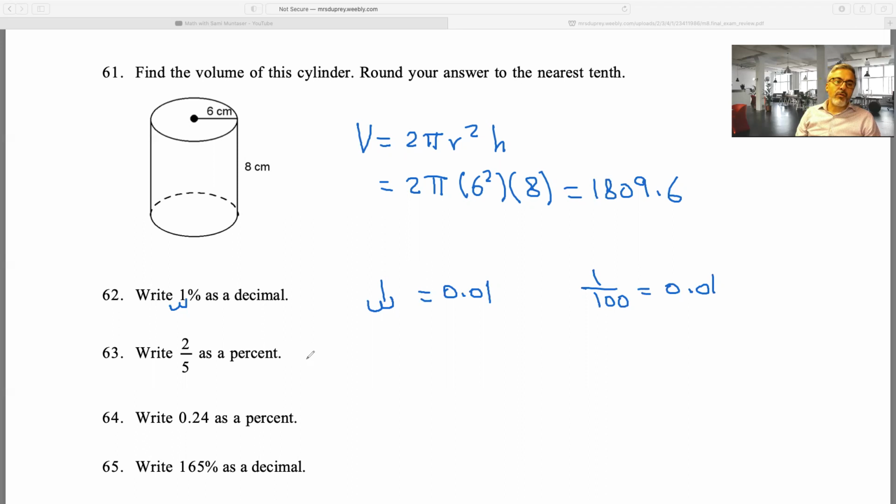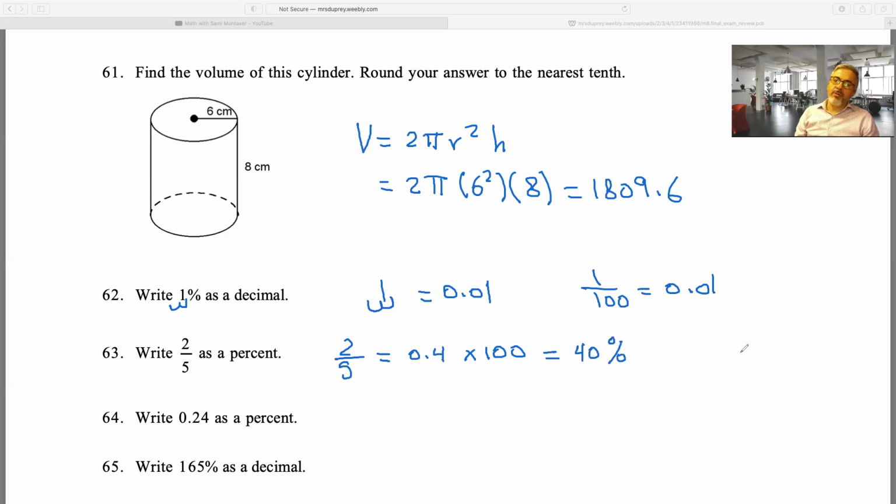All right, 2/5 as a percent. So 2/5 as a percent, you do 2 divided by 5. And if you do 2 divided by 5, that gives you 0.4. If you want to convert a decimal to a percentage, you multiply by 100. So again, if you're changing a percentage to a decimal, you divide by 100. If you're changing a decimal to a percentage, you multiply by 100. So that gives me 40%.